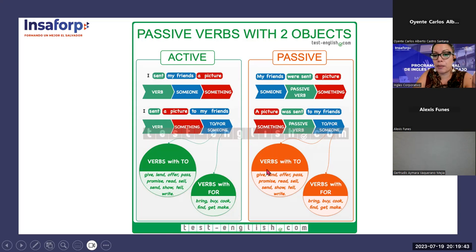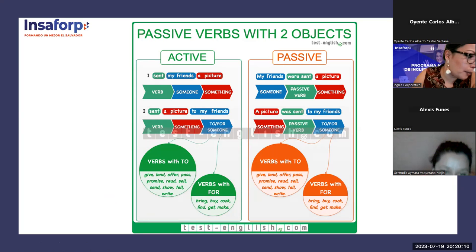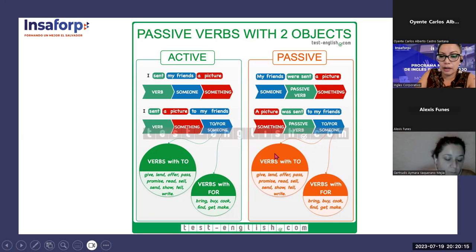Y ahí tenemos verbos con los que se puede usar to: give, lend, offer, pass, promise, read, sell, send, show, tell, y write. For podemos usar bring, buy, cook, find, get, or make. Así es que no hay mucho de qué preocuparse cuando vean dos objects, pueden hacerlo de cualquiera de estas dos formas.